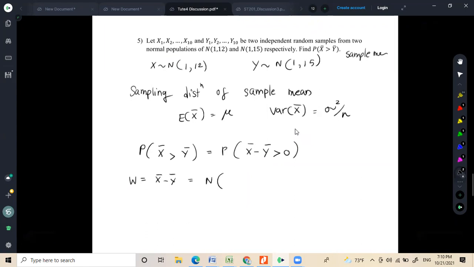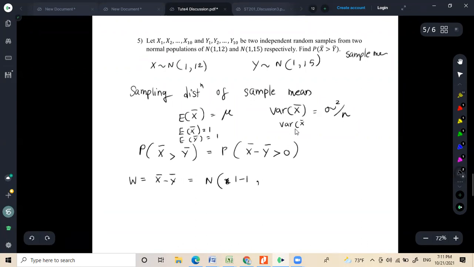The mean will be the difference of the means, so I'll write 1 minus 1. You get the difference of the means, and the variance will be, so for x, let's write E[x bar] is 1, E[y bar] is also 1. What is the variance of x bar? That will be 12 over 10, and the variance of y bar will be 15 over 10, right?